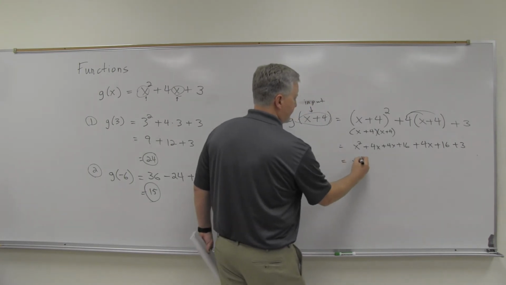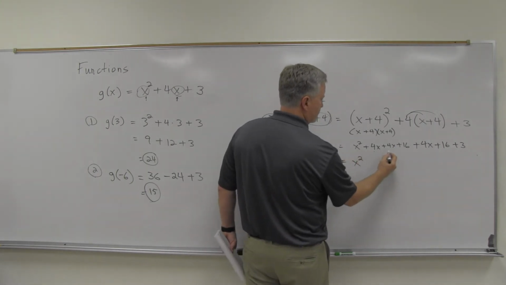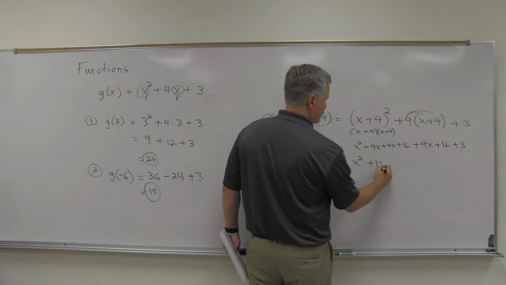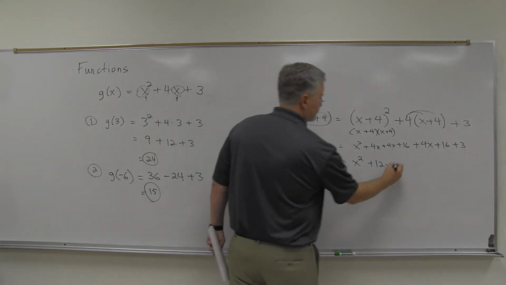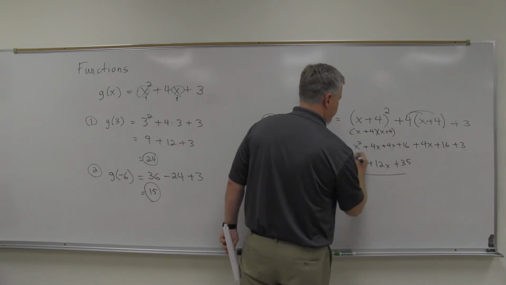And then we can combine like terms, so what have we got? x squared, 12x, and 35 plus 35. Good?